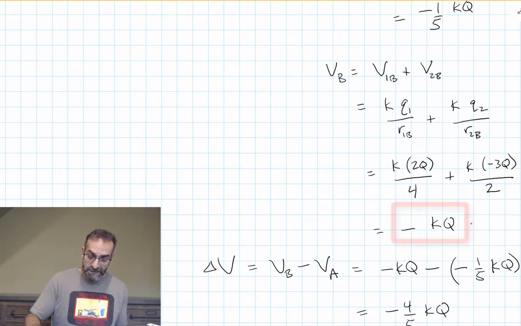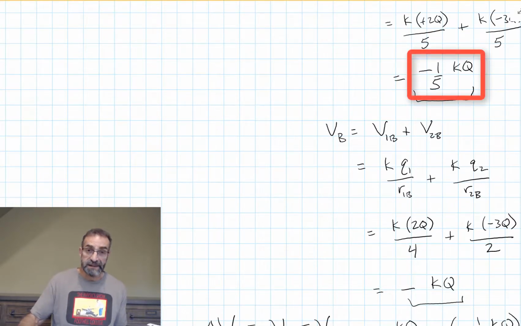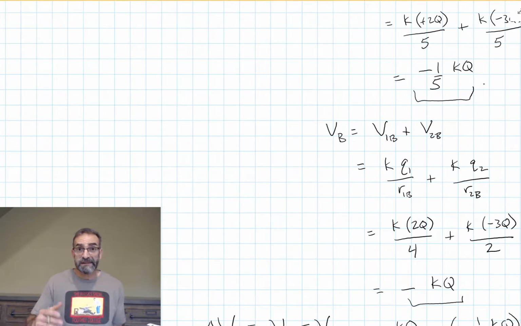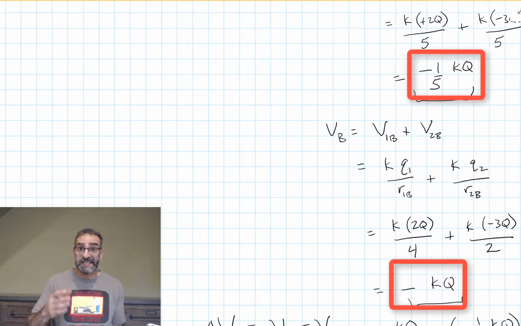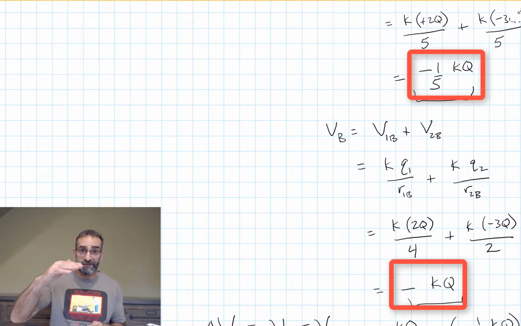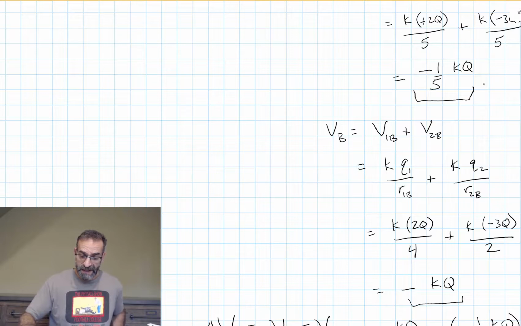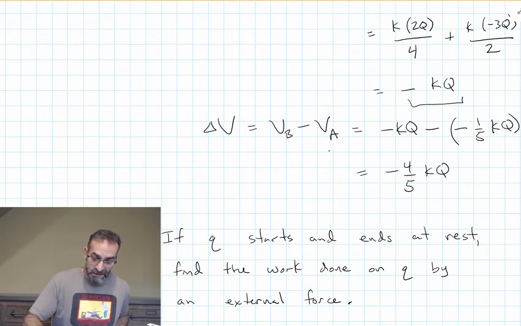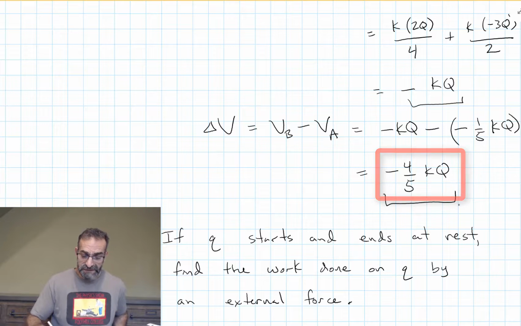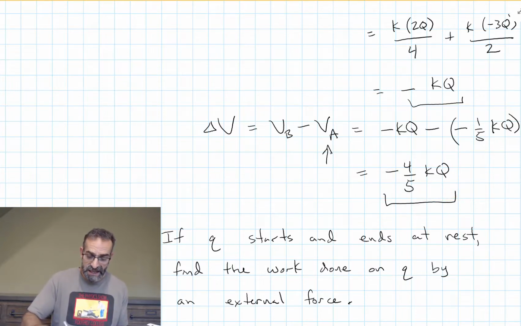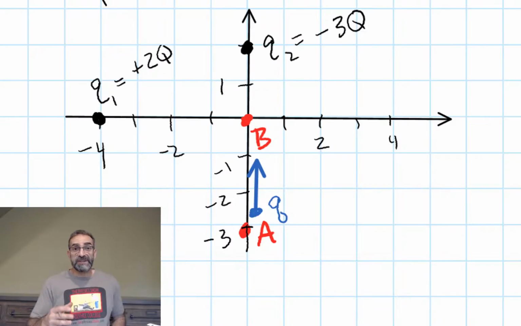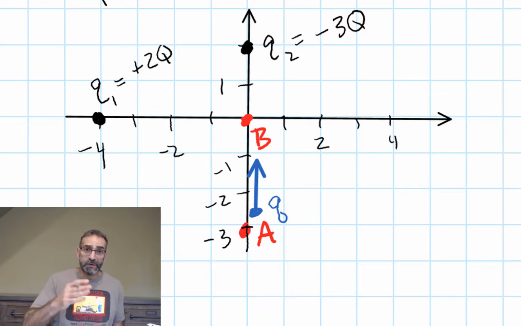The potential at B is smaller than the potential at A. -1 times kq. -1 is a smaller number than -1/5 because we're talking about a scalar here. -1 is smaller than -1/5, which is smaller than 0. That's why our delta V is negative, because the potential at A is greater than the potential at B. The electric field always points toward lower potential.